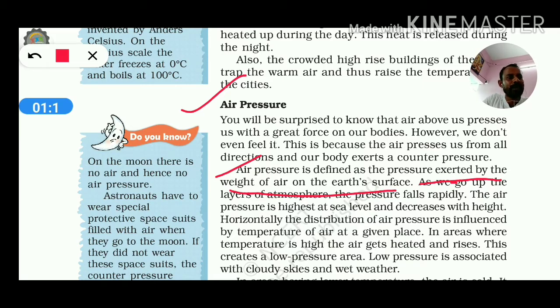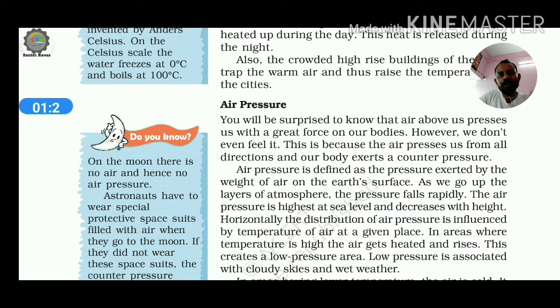So air also creates pressure. Obviously any kind of mass can create pressure, and air is not an exception, it is also creating pressure. Now in which portion can we see more pressure? More pressure is found in the lowermost area.